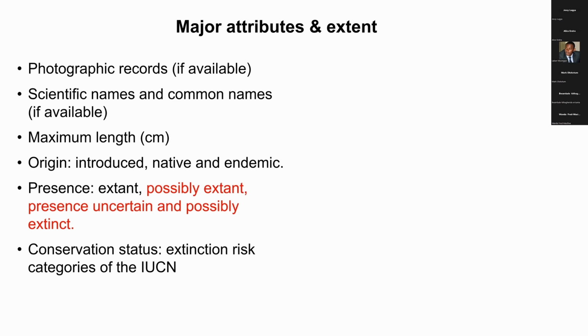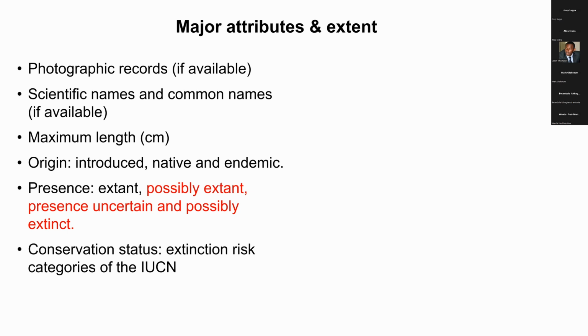And then we use possibly extinct if the fish has not been seen for a long time, more than 30 years. But we still think that possibly if more efforts are made or undertaken to search, it can be found. Otherwise, we'll be saying extinct. And then we also give conservation status. And those are categories that show the risk of a species to get extinct or disappear completely.